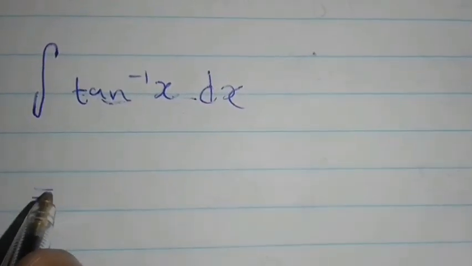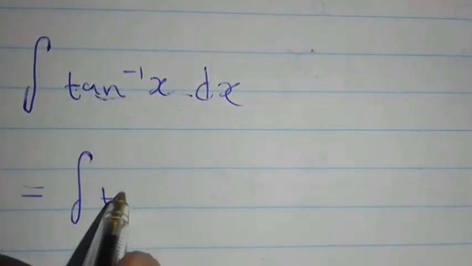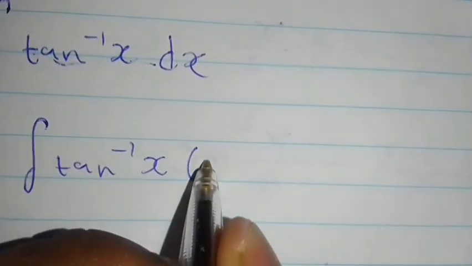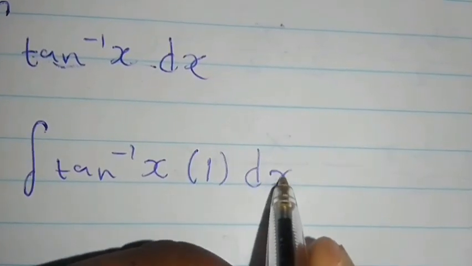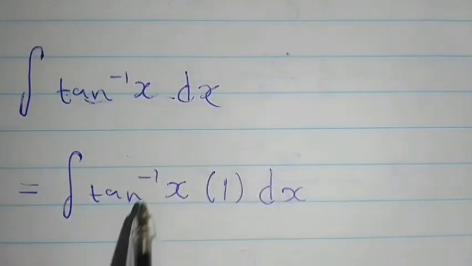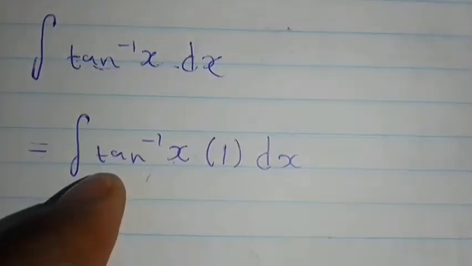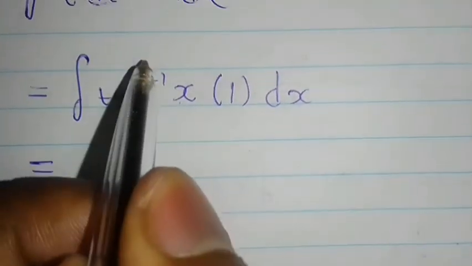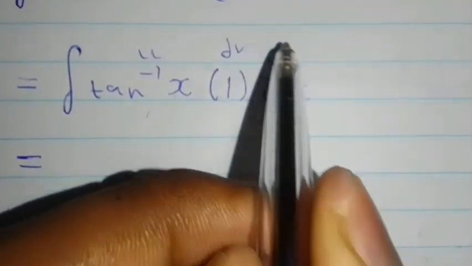So I'm going to use integration by parts. This is the same as the integral of arctan x. Since I cannot integrate arctan x, I'm just going to put 1 there and have something like this. Remember, arctan x is the same as arctan x times 1. It's basically the same thing. So I haven't really changed anything. So this is my u and this is my dv.